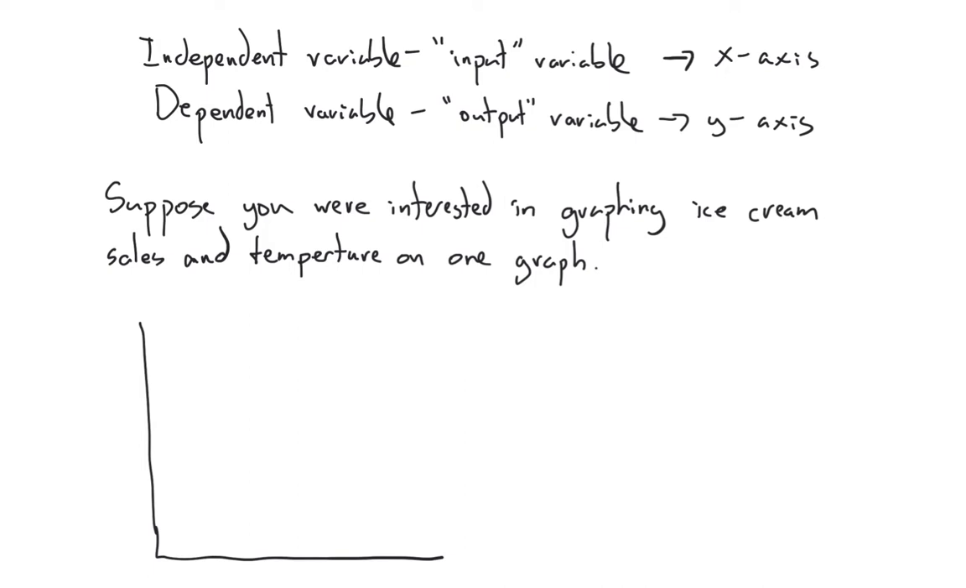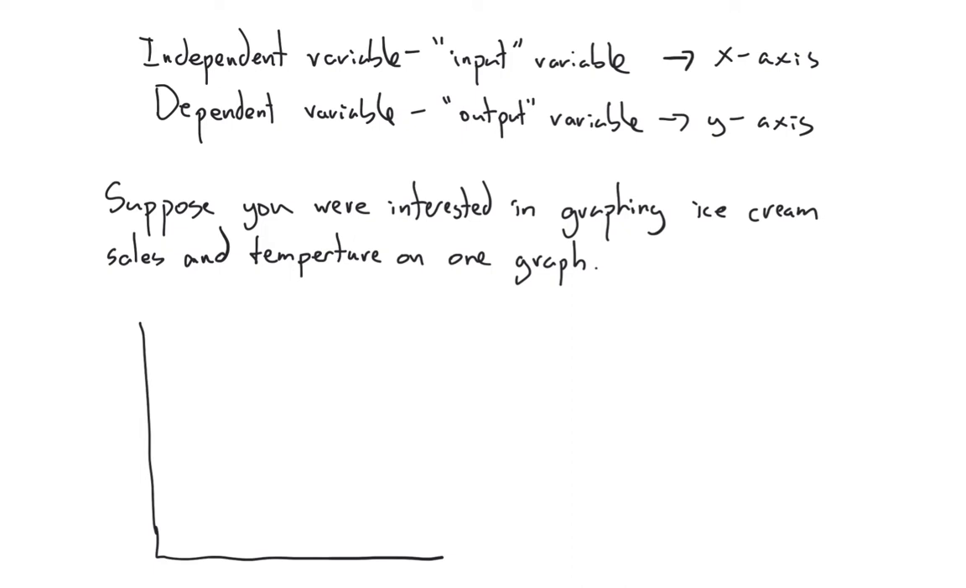And usually you think about it as one of the variables in the pairs as your independent variable. You're thinking that it's your input variable. And the other one is the dependent variable, that is your output variable. And we usually put the independent variable, the one that affects the other variable, on the x-axis. And the dependent variable, the one that's affected by the other variable, goes on the y-axis.